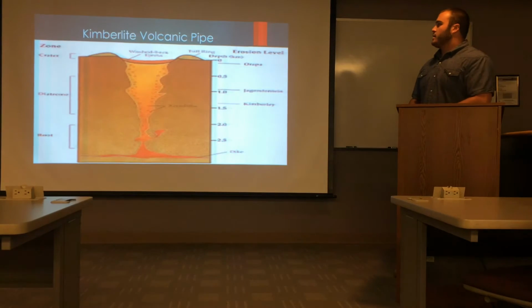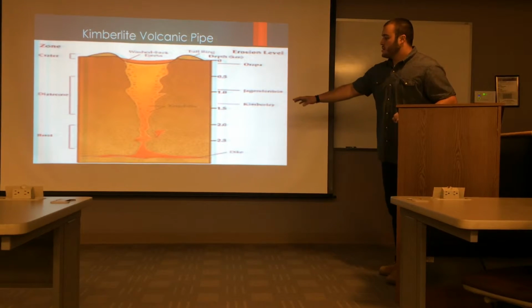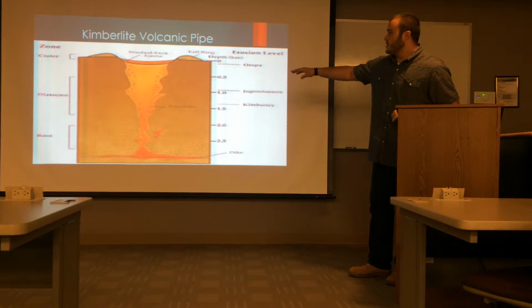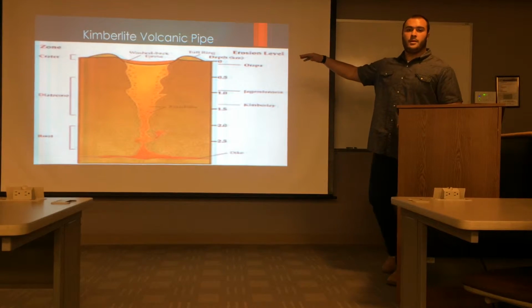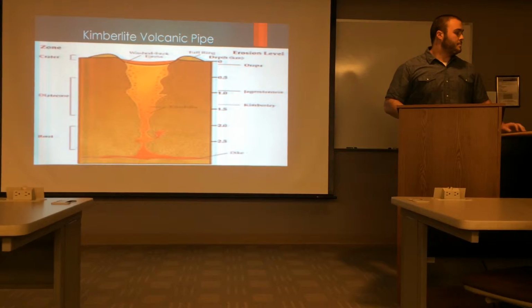This is a picture of what a kimberlite volcanic pipe is. You can see how the magma at the bottom slowly brings the diamonds up to the top, so that they could be surfaced and mined.